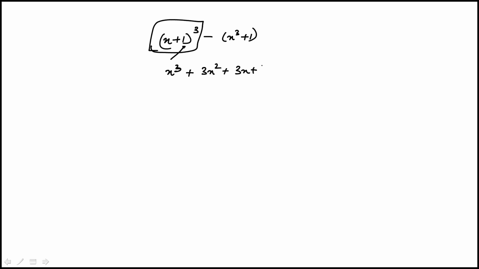I was a little bit surprised to see this question considering it has the cube, which generally doesn't show up on the GMAT. So some of you might know that this will expand to n cubed plus 3n squared plus 3n plus 1. And honestly, I've seen this a lot of times, but I actually keep forgetting.